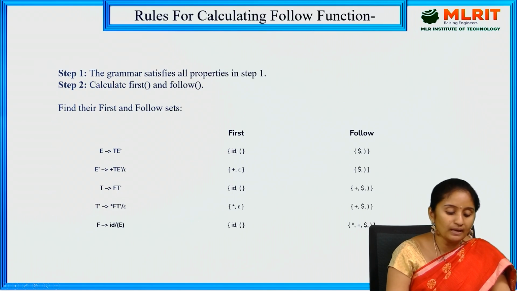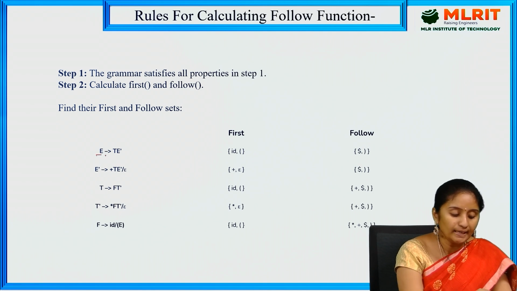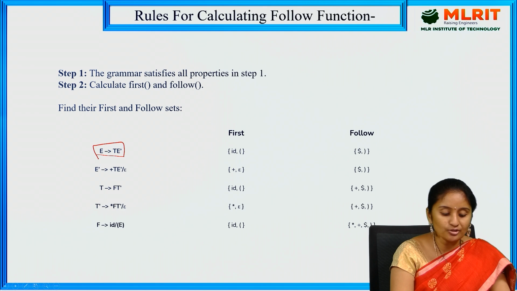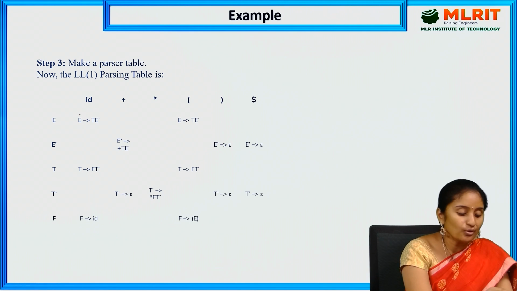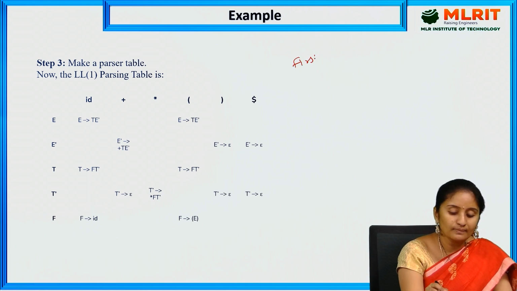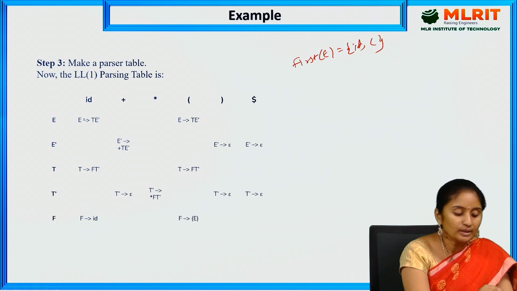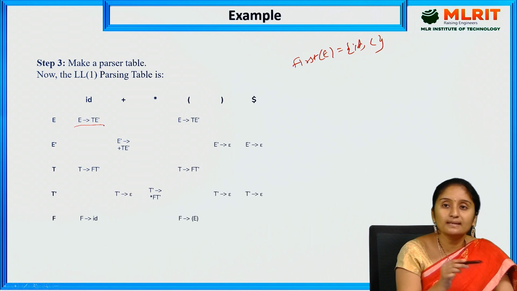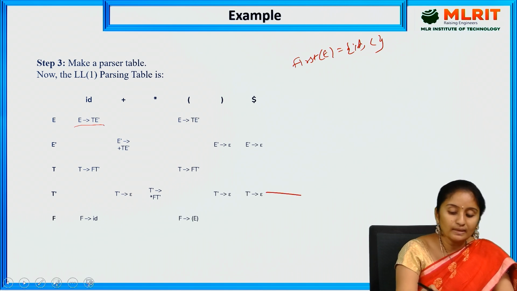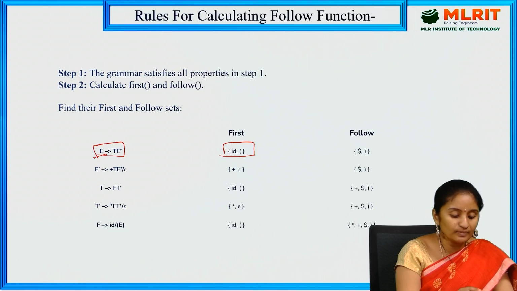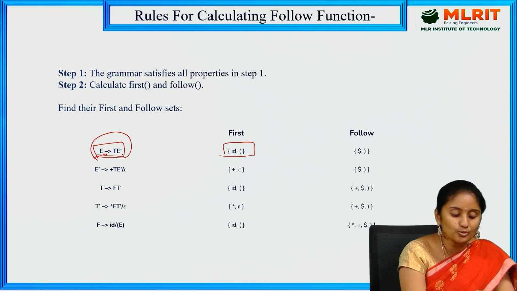To construct the LL1 parsing table, we have seen the first function. E produces TE dash. What are the things in first of E? I have ID comma open bracket. So in the place of ID, we are going to place that particular production. So these ID and open bracket we got from this one, E produces TE dash.